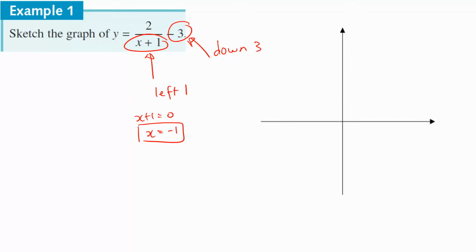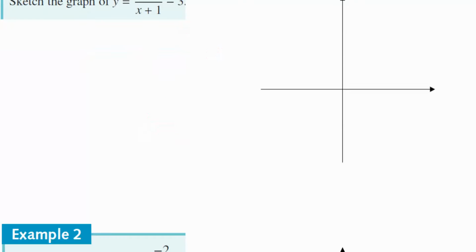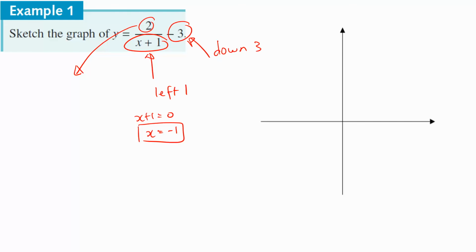Okay? Now, what does the 2 do now? Can I please have Will? What does the 2 do? It makes it narrower or wider. Yeah, in this case, 2 will make it wider. Stretches it out from the axes.